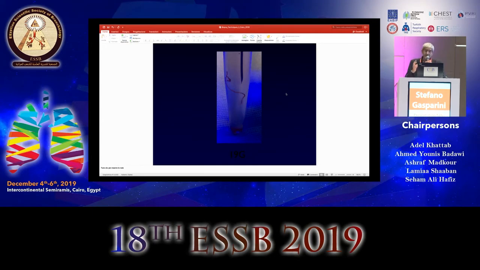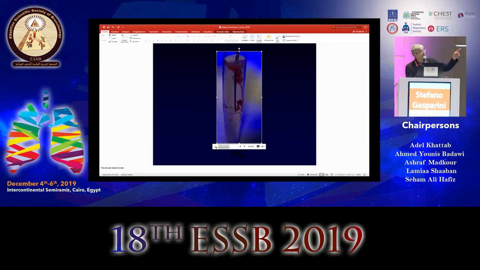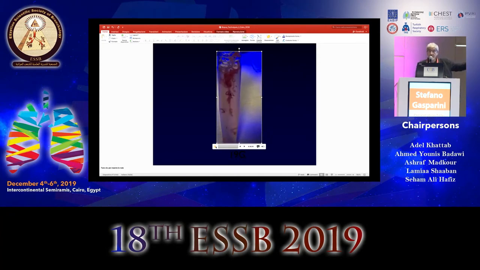Somebody says, but with the needle you can get little material. Look at this movie and look how much material you can get with the EBUS needle, much more than with a biopsy. This is just one pass with the needle. And look in the formalin, how much material is available for your pathologist. He can do everything on this amount of material. A lot of slides, a lot of tissue.